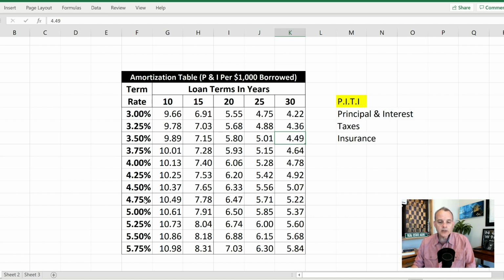So let's try another one. Let's say that your interest rate is 4.75 and you're doing a 15-year mortgage. We just cross-connect here. And our loan calculation factor is 7.78. That is one of two components that you need to calculate your principal and interest payment. Now, we use this amortization table when we're calculating the P&I portion of your PITI.